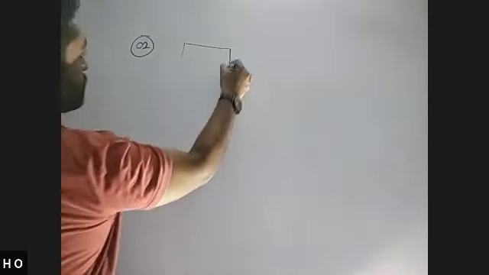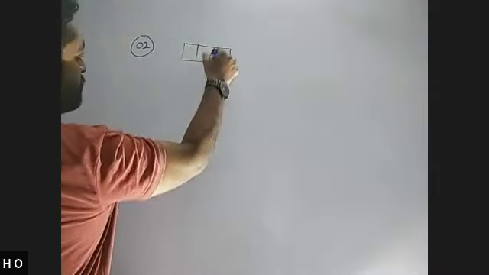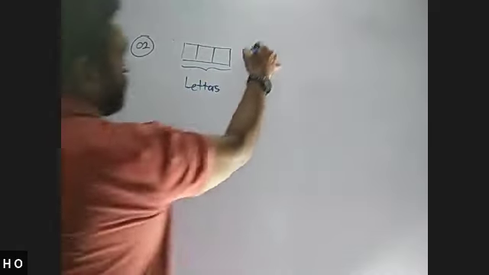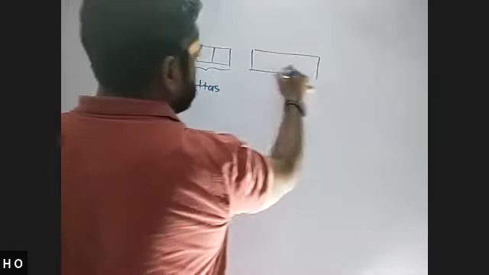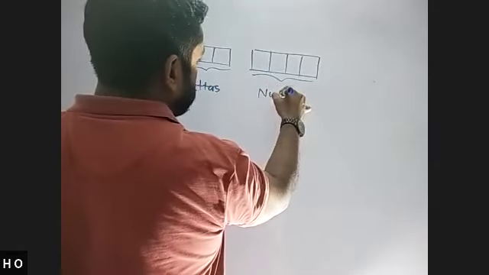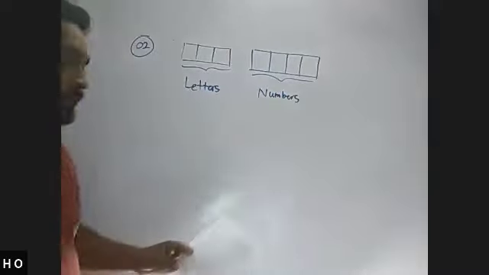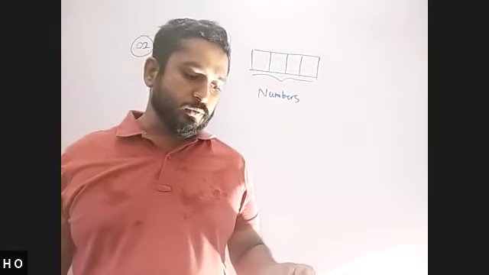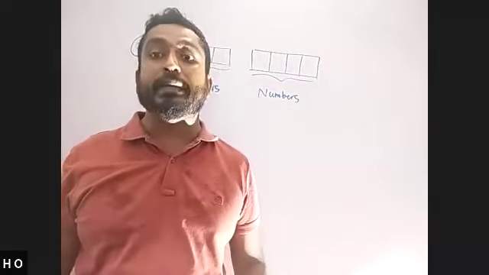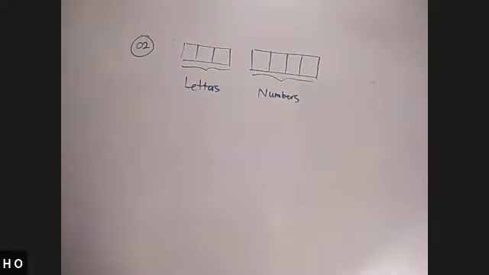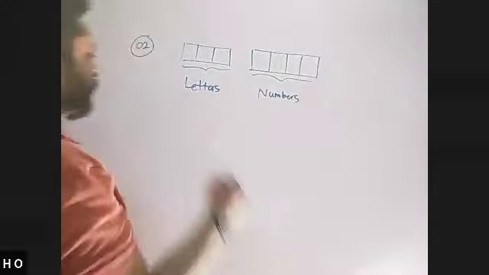3 letters followed by 4 numbers. So these are letters, and the other 4 are numbers. How many registrations are possible if no letter or digit may be repeated? You can't repeat anything. This is what you have to do.